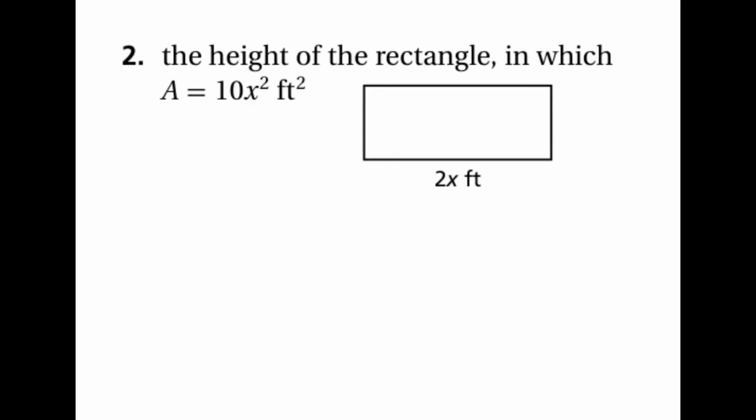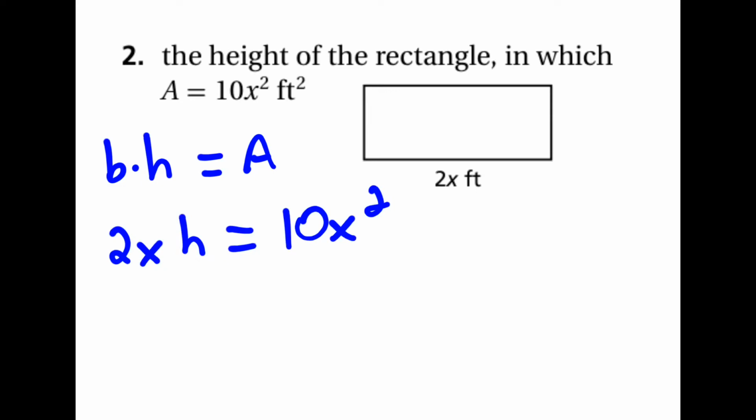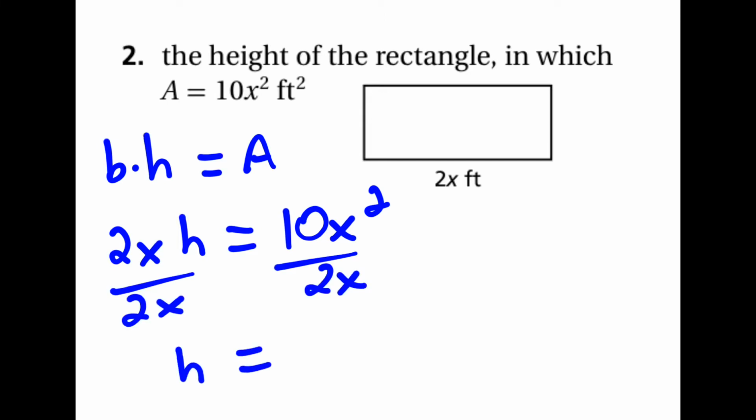Number 2 requires applying the area formula in reverse. So if base times height is area, we can plug in for the base and the area. And to find the height, we can divide both sides by 2x, and our height is going to be equal to 5x feet.